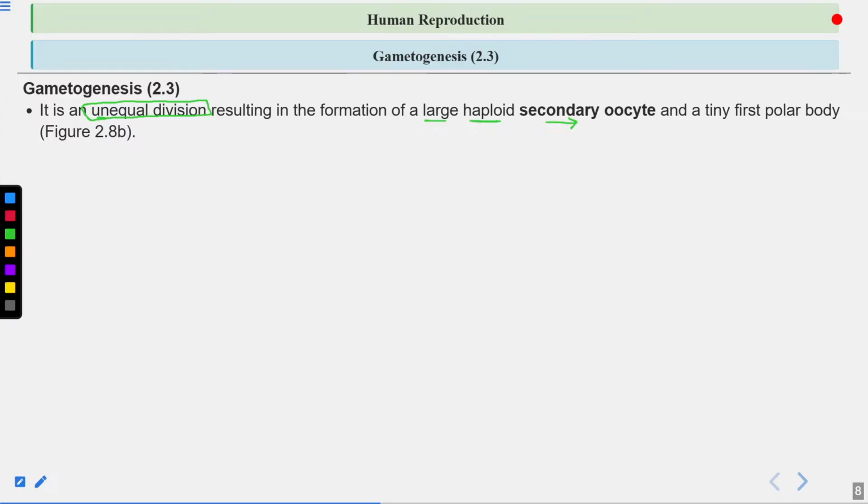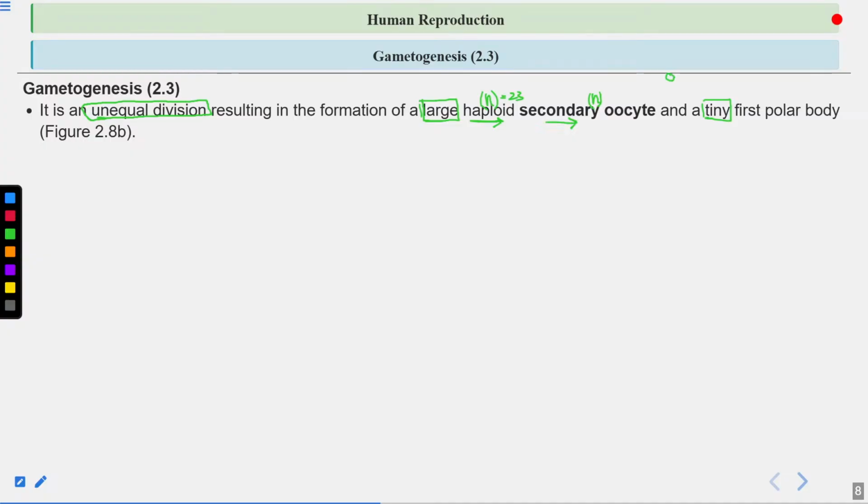Okay. Now, after meiosis, what? Haploid cells are formed, meaning they have n number of chromosomes. So, they will have 23 chromosomes in the case of humans. So, the secondary oocyte is haploid. If someone asks you the ploidy level of the secondary oocyte, it is haploid. It has 23 chromosomes in the case of humans. Then a large secondary oocyte is formed and a tiny, meaning small, first polar body is formed.